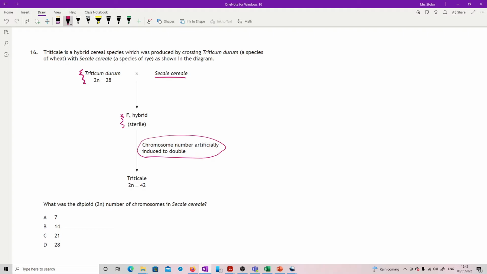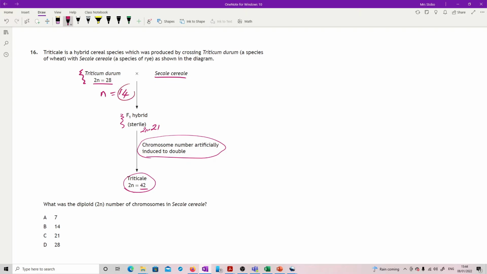Okay, so what you need to do is work your way back. If this one was 2n equals 28, that means the n, the gamete it passed on, was 14. This one here has a 2n of 42. But remember, this has been artificially doubled, so it must have had 21 up here. Its 2n must have been 21, what it was given.